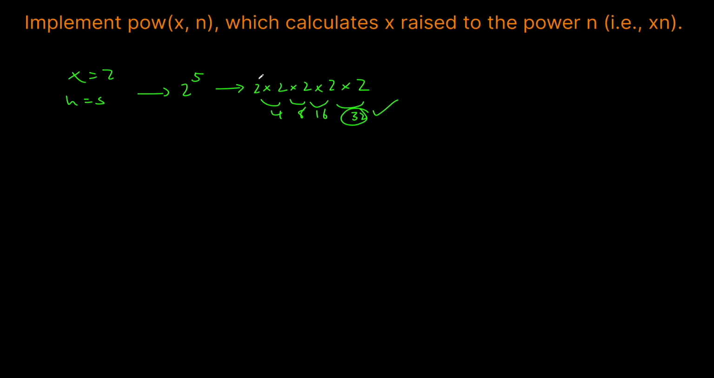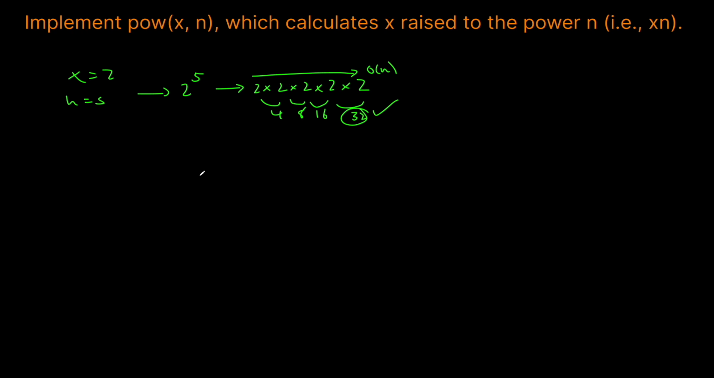But notice here that we had to multiply 5 times, right? So the amount of time it's going to take to actually calculate this is going to be big O of n. And while this works, it's the naive solution. And here's the reason why.